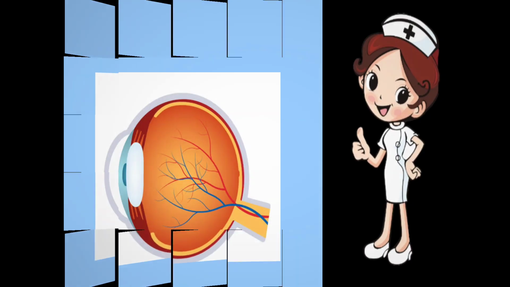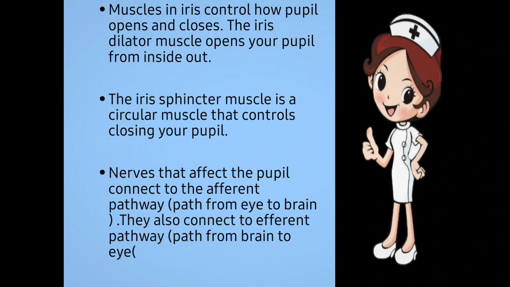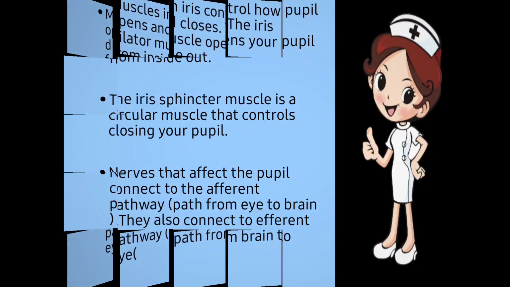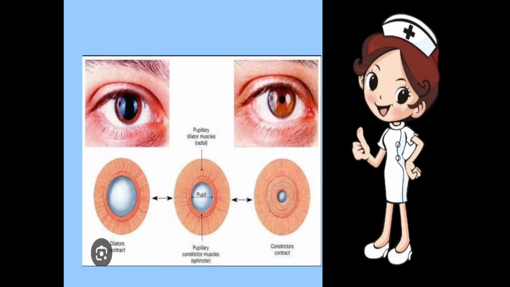So this is a long process. Muscles in the iris control how the pupil opens and closes. Different types of muscles are present inside the iris, and those muscles control when the pupil is supposed to open and when it is supposed to close. The iris dilator muscles open the pupil from inside out. If you can see here, two types of muscles are present in the iris.